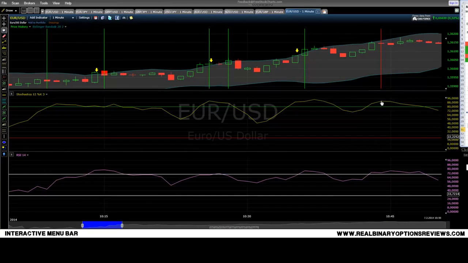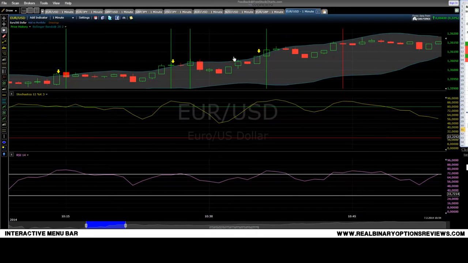And as you can see here, if I would use only the stochastic indicator without the confirmation of the Bollinger, I would enter this trade, and this would be a losing trade. But since I'm waiting for the confirmation of the Bollinger Bands, I would not enter this trade. So Bollinger Bands in this case would help me avoid a losing trade, a bad trade.